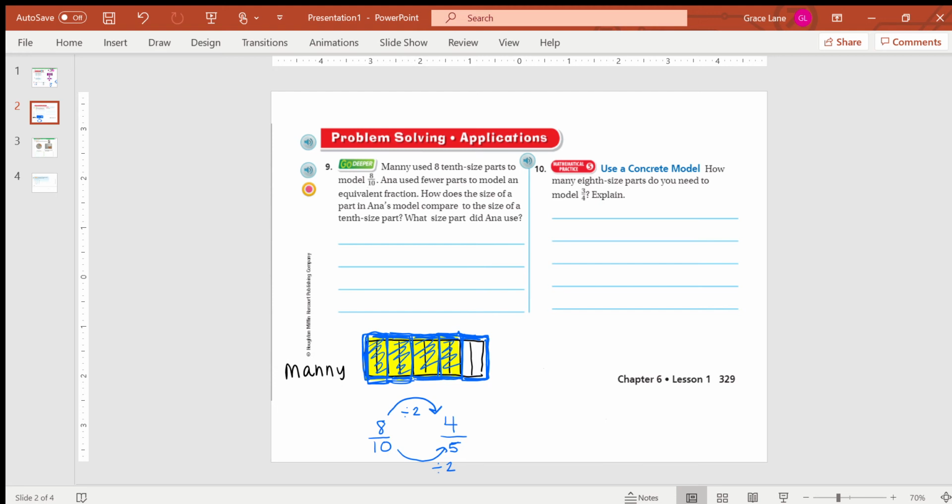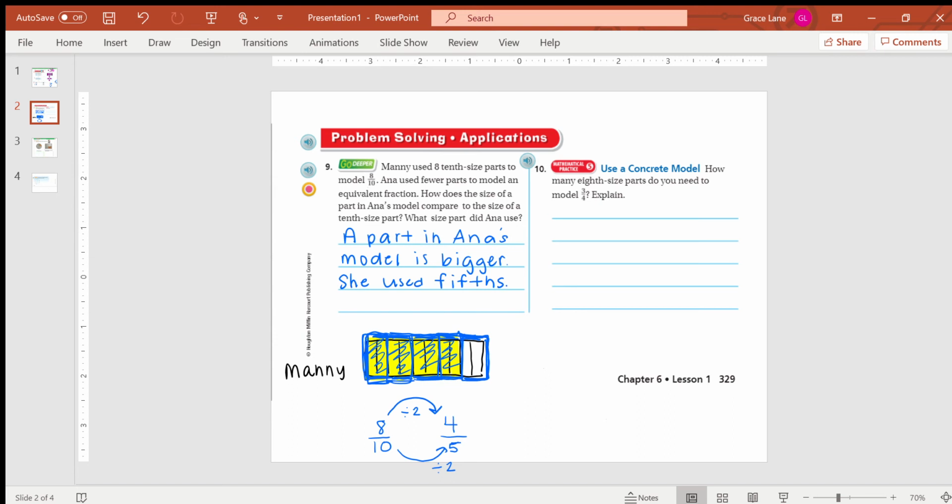So to answer the question, how does the size of a part in Anna's model compare to the size of a tenth size part? The blue boxes are bigger than Manny's original little rectangles. So I'm going to say that a part in her blue model is bigger. And what size did she use? She used fifths because I was able to cut it into 5 pieces instead of 10 pieces.